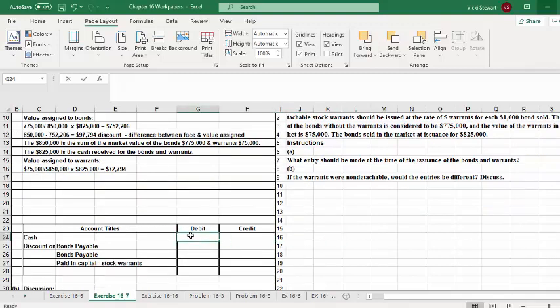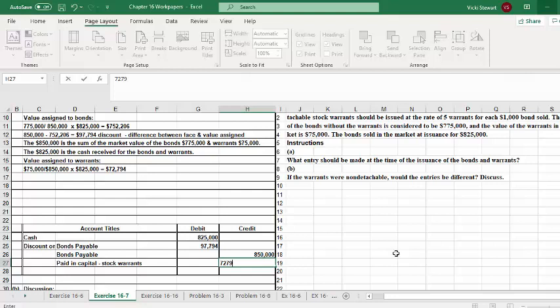So now we can record the entry. We received cash of $825,000. We determined that the discount on the bonds was $97,794. The bonds payable would be credited for the face amount of the bonds, which is $850,000. And then the amount that we allocated to the warrants would be credited to paid in capital stock warrants, $72,794.